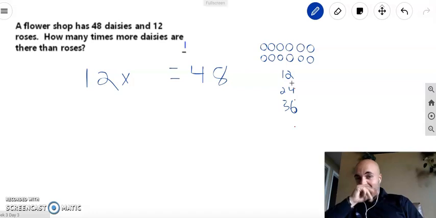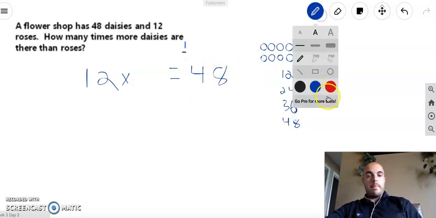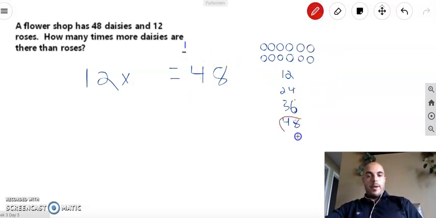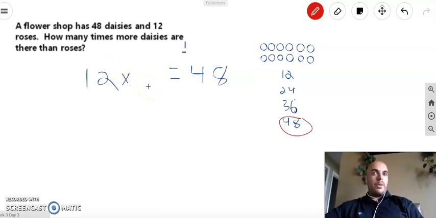Okay, still not at 48, so let's do this again. 37, 38, 39, 40, 41, 42, 43, 44, 45, 46, 47, 48. Like so. And yeah, we found 48. So that's what we're looking for, right? Now, I can't just write 48 here. That's not what we're multiplying by.